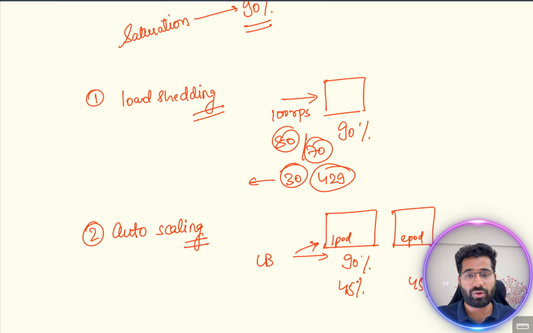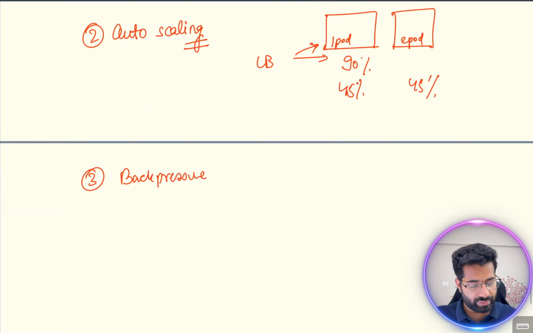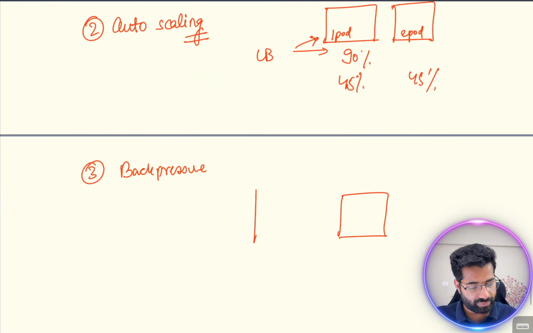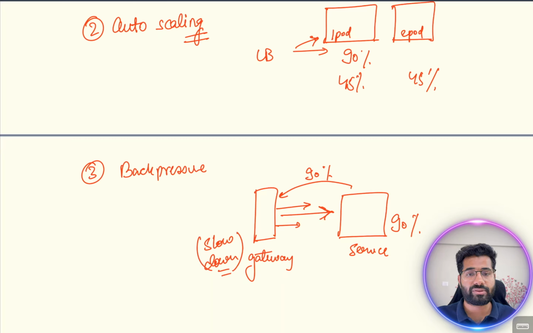The third one that we can use is backpressure. What happens during backpressure is, let's say there's a gateway, and the gateway is allowing the requests to go to the servers. The server has already reached the 90% saturation mark. So what the server can do is let the gateway know that I have already reached 90%. So either you slow down the requests that you are giving me, or you do not let any other requests come, based on the configuration again.